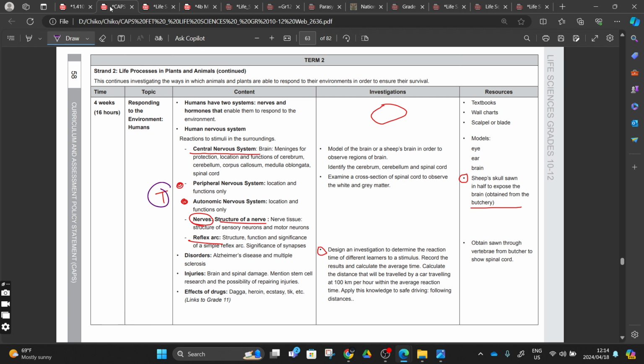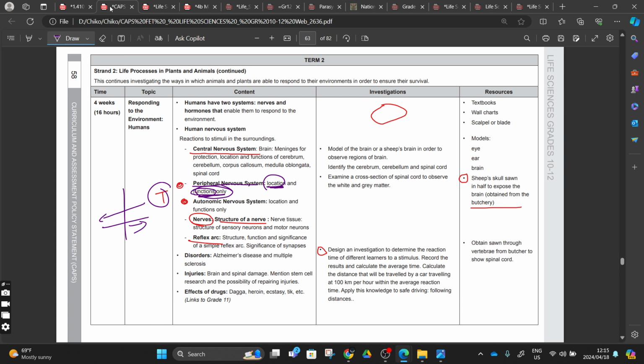Today, Thursday, we are going to deal with the peripheral nervous system. After this, you have to know the location and the functions only, right? Where is this peripheral nervous system located, and what is it doing? The peripheral system transmits information to the central nervous system, and it also transmits information from the central nervous system to the effector. That is the function.